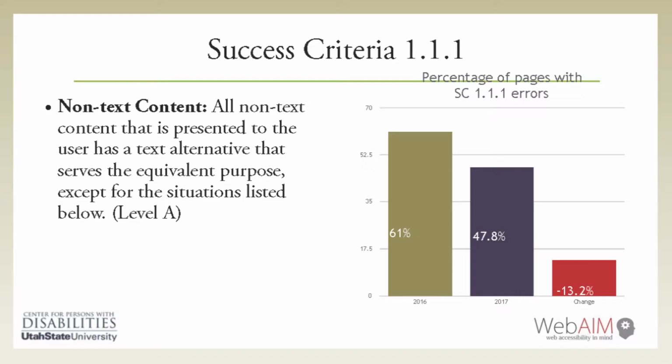So we've got success criteria 1.1.1, which is the non-text content. Interestingly enough, in the 2016 data, of the over 2,600 pages, 61% of all of the pages in the sample had issues with 1.1.1, okay? But in 2017, only 47.8% had. Now, I did a big fat graphical no-no here because the change of improvement of 13.2% actually should have been below the 0, but it was messing with my space, so I just put a minus. So you just have to know it's an improvement.